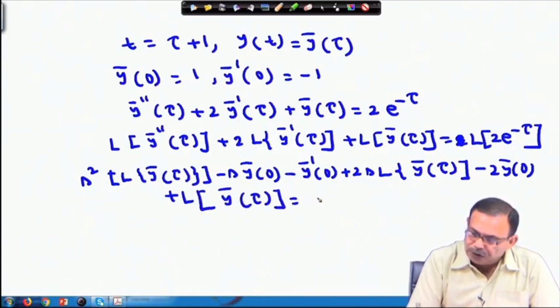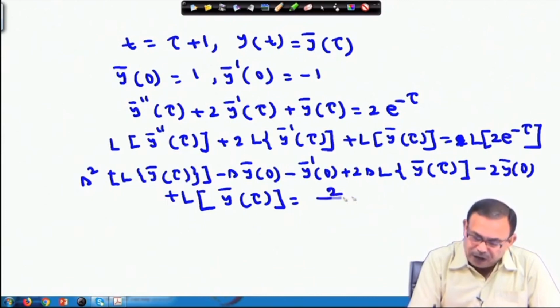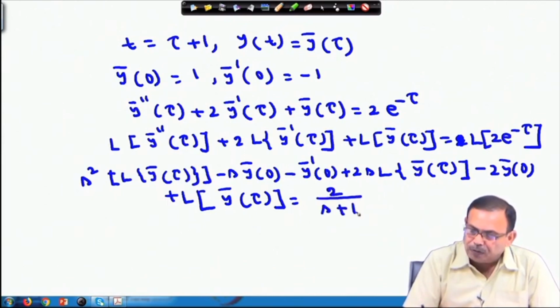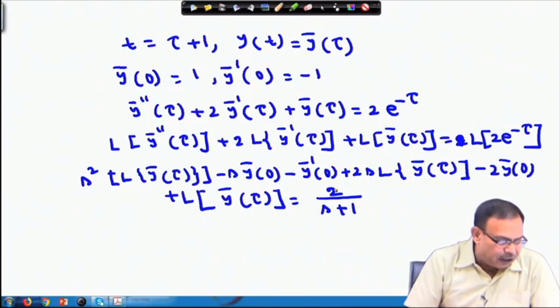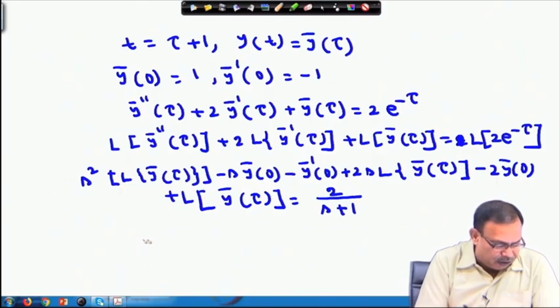This equals, for the right side, the Laplace transform of e power minus tau, which will be 2 by s plus 1. Now substitute here the values of y bar 0 and y bar dash 0, and you will obtain an equation of the form like this.